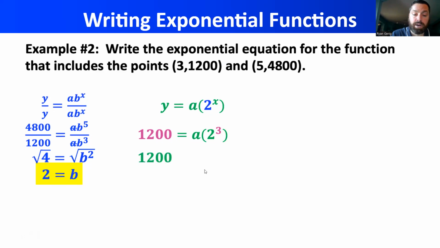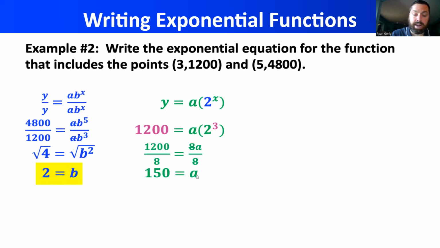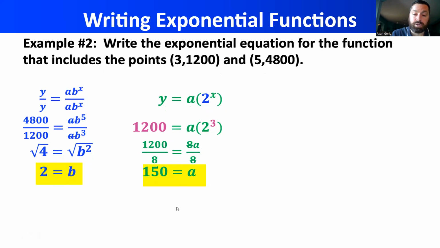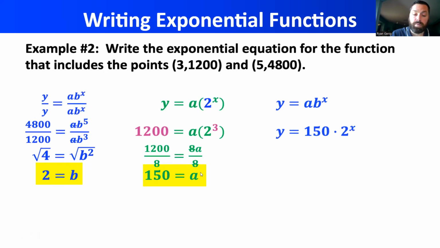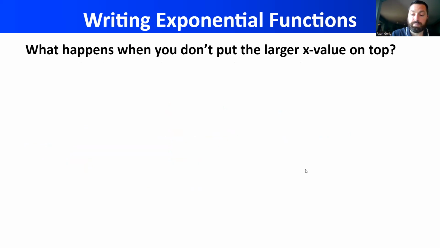2 to the third power is 8. 8 times a is 8a divided by 8, and I get 150. So my equation is y equals 150 times 2 to the x. Make sure that when you do all that work, you finish it up by writing the correct equation.